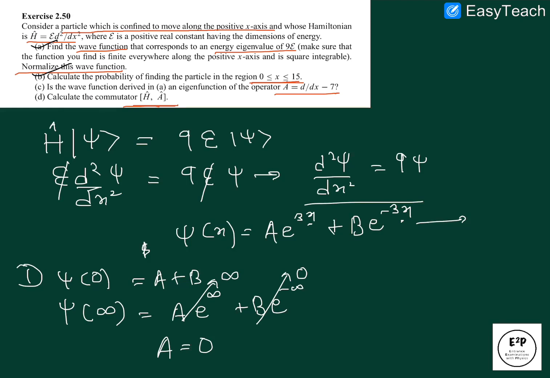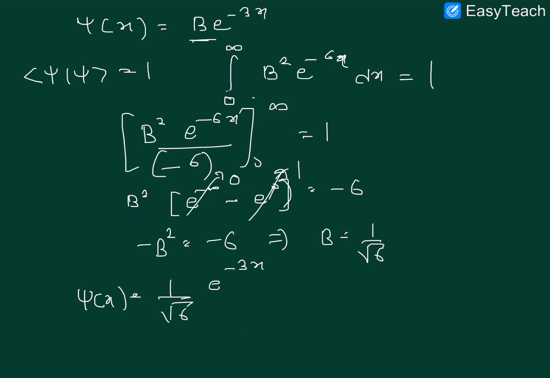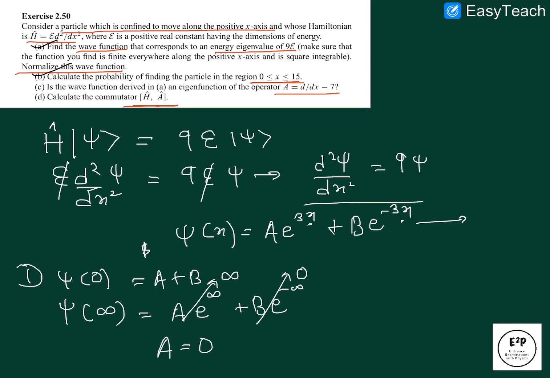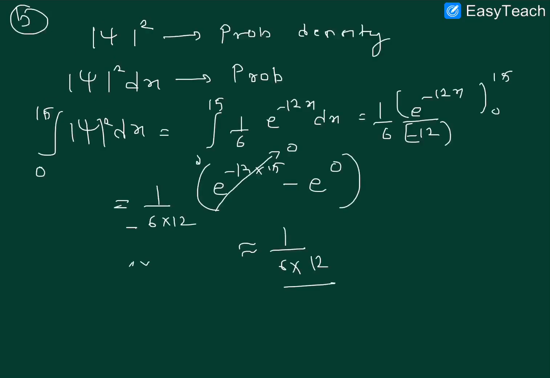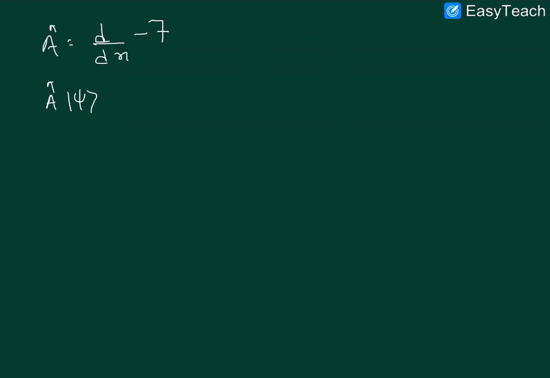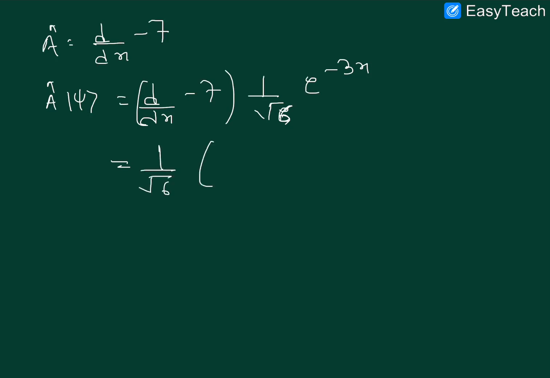Now moving to the third question, to see if the wave function that we have calculated is an eigenfunction of operator A. Our operator A is d by dx minus 7. Now applying this operator to our wave function psi, that is 1 by root 6 times d by dx minus 7 acting on e to the power minus 3x. We take 1 by root 6 common: d by dx of e to the power minus 3x minus 7 e to the power minus 3x.